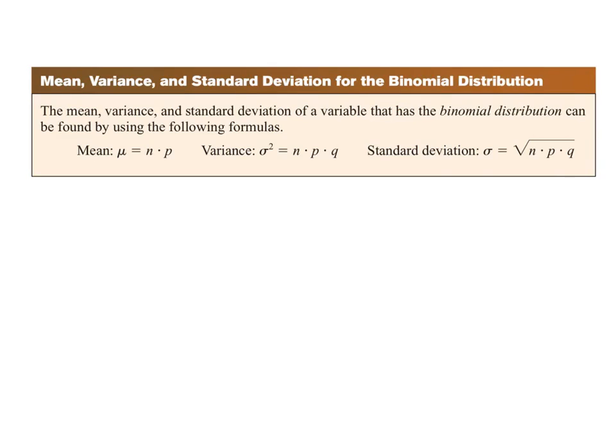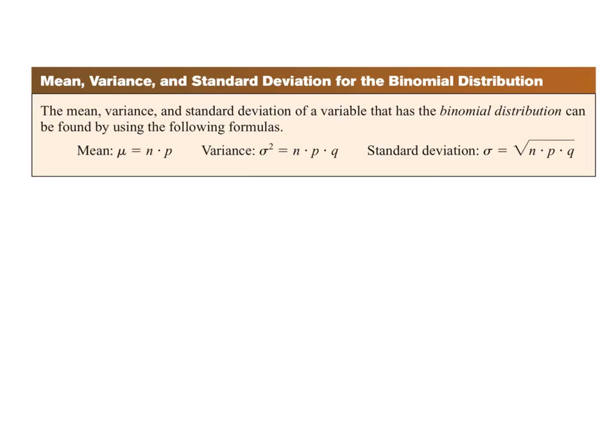First off, these are the 3 formulas. Again, the standard deviation is just the square root of variance, so nothing really new going on here. Here are the 2 new things. For a binomial distribution, the mean is n times p. So the number of trials times the probability of success. The variance is the number of trials times the probability of success times the probability of failure. And the standard deviation is just the square root of that.